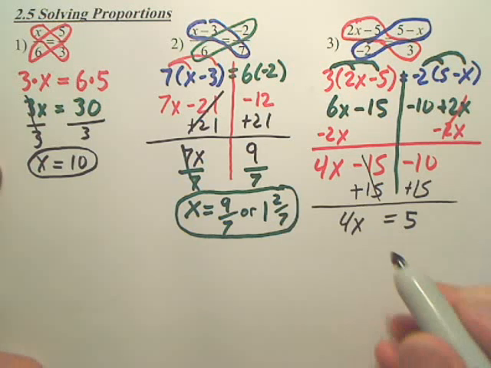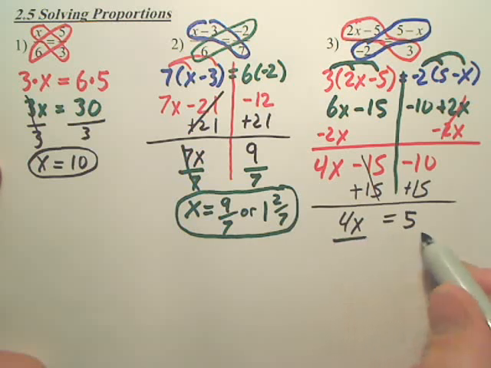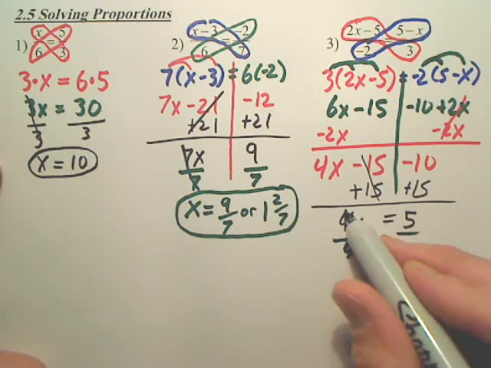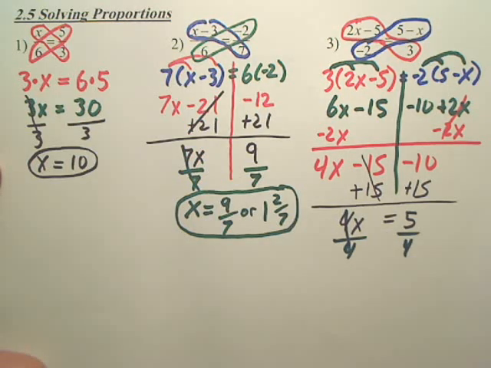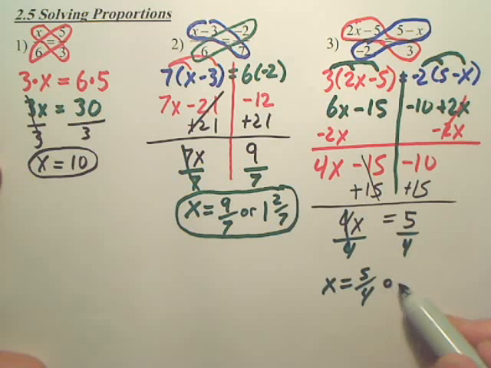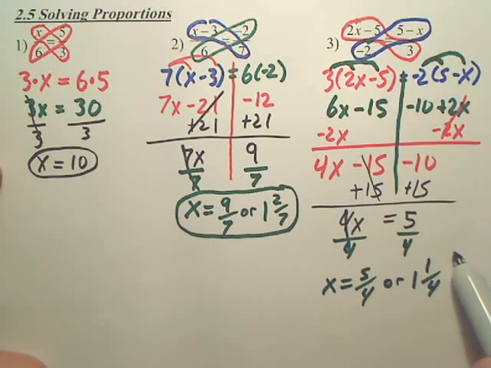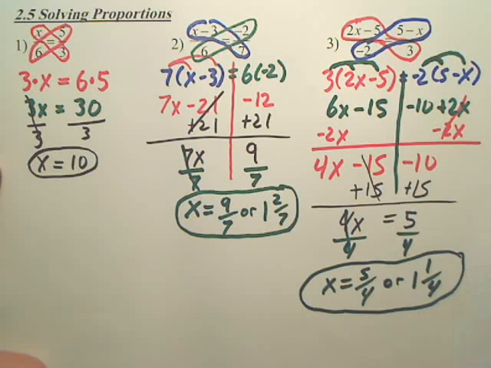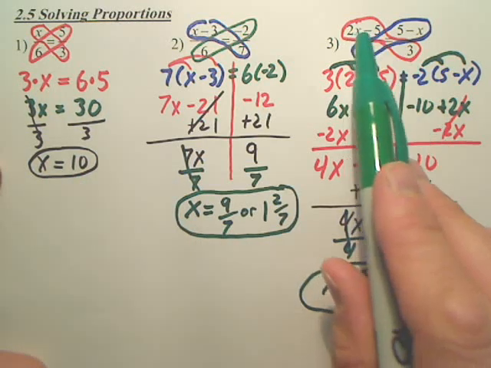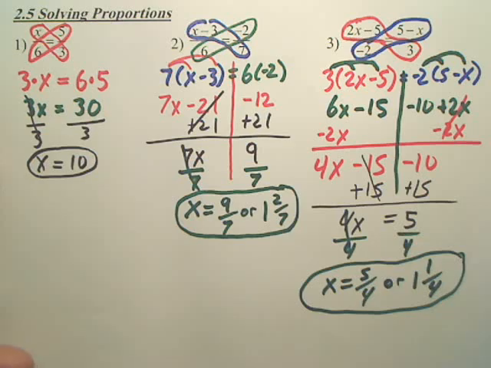And our last step to get rid of the 4 is to divide by 4. So I have x equals, because that cancels, 5/4, or 5/4 is 1 1/4. Fractional answers are fine. Okay. First thing is cross multiply, make an equation, solve the equation.